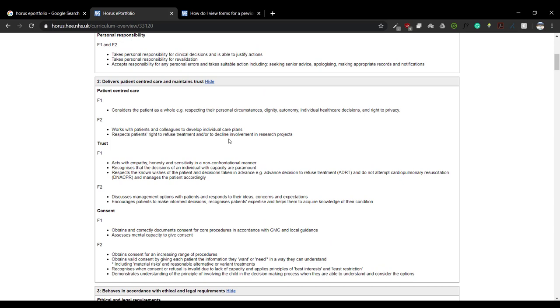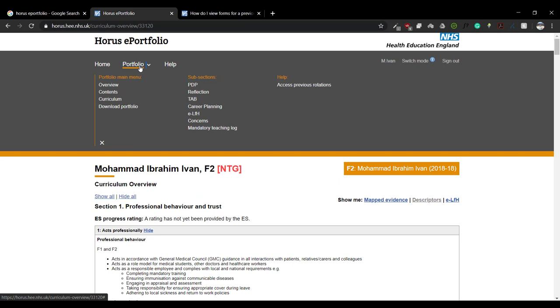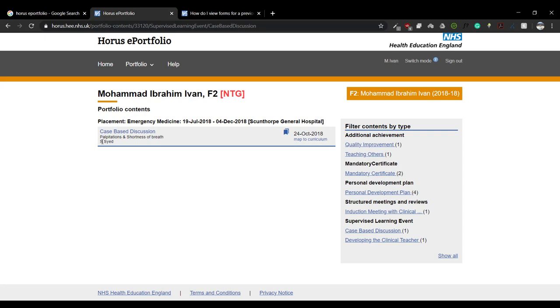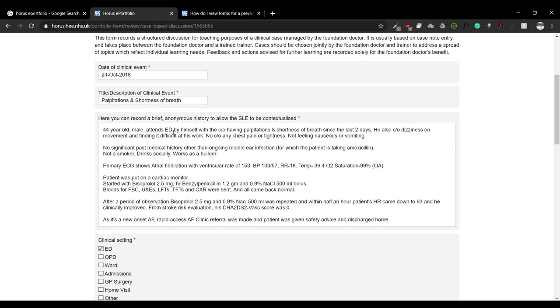So we will discuss at length the different SLEs, but unfortunately I could not show you how to put the form here, but I can show you one of the forms that I did. Yep, there is one case-based discussion that I did on the 28th of October. You have to put the clinical event, the date, the title of the clinical event, then you have to be very careful not to provide any patient identifiable information here.